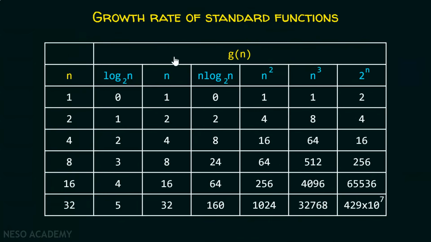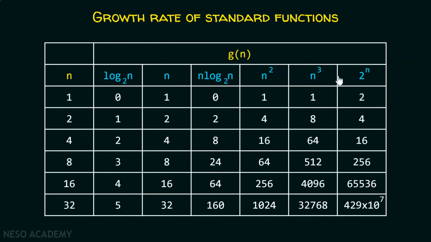Now, let's consider the growth rates of some standard functions. Here you can see some standard functions and their growth rates. Here you can see the values of n, that is 1, 2, 4, 8, 16, 32. You can clearly see that log n base 2 has the least growth while 2 to the power n has exponential growth. You can clearly see over here the value is 4.9 times 10 to the power 7 for n equal to 32. Here it is just 5.